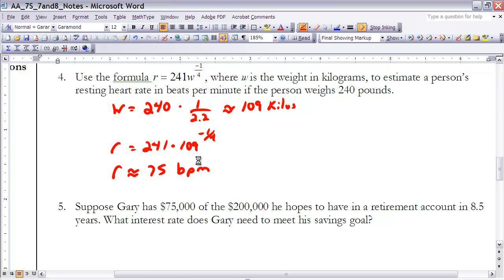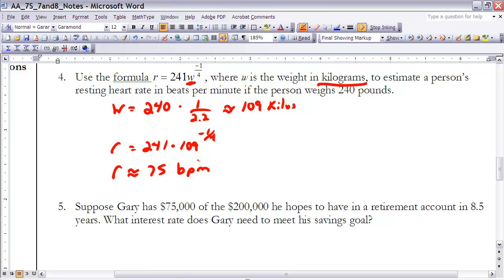So let's take a look at number 4 here. It says use the formula that R is equal to 241 W raised to the negative 1/4 power. It's the same formula they gave for heartbeats in the beginning of the lesson for 7-8. And it says where W is the weight in kilograms, to estimate a person's resting heart rate in beats per minute if the person weighs 240 pounds. Well, the first thing I want to do is, my formula is not in terms of pounds. My formula, W, is in terms of kilograms.